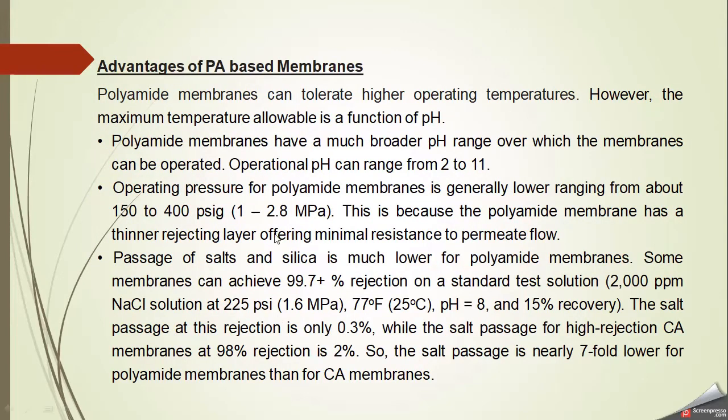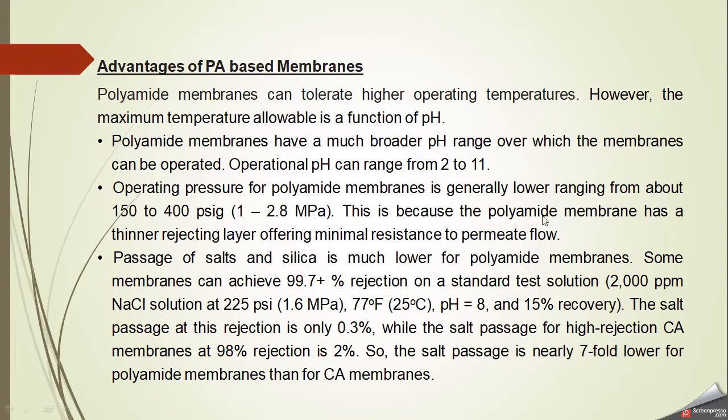Now we come to the advantages of polyamide based membranes. Polyamide membranes can tolerate higher operating temperature as compared to CA, and the maximum temperature allowable is a function of pH. It depends on the pH of the water. So polyamide membranes have a much broader operational pH range, from 2 to 11. Operating pressure for polyamide membrane is generally lower, ranging from about 150 to 400 psig.